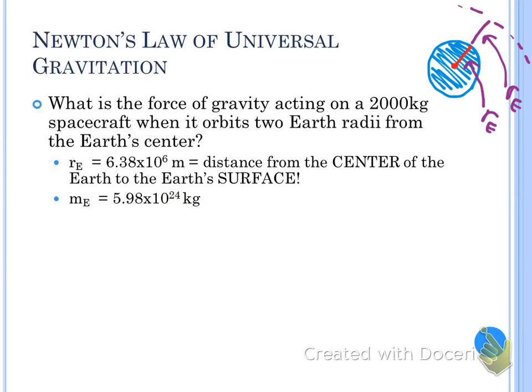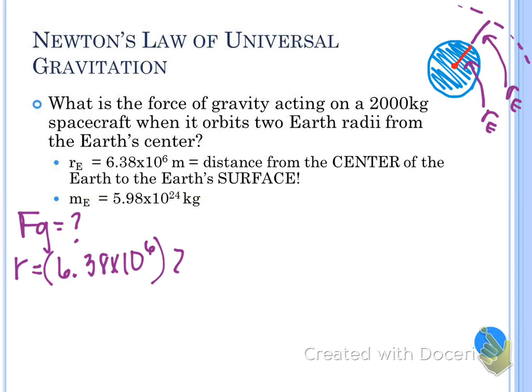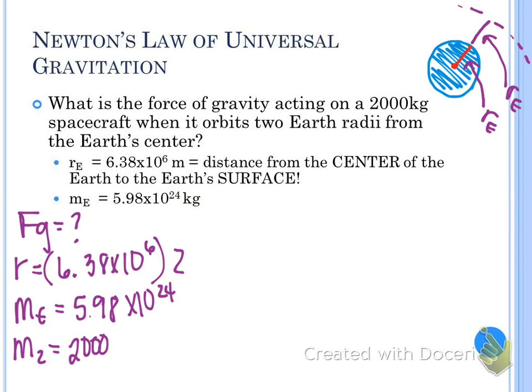Okay, we want to find force due to gravity. We know that the radius is equal to 6.38 times 10 to the 6th. But how many of those do we have? How many distances of those do we have? We really have 2 of those distances. So we can just plug a 2 in, multiply that by the radius. Mass of the Earth is equal to 5.98 times 10 to the 24th. And mass of our object, or m2, is 2,000 kilograms. All right, so now we can plug it into our equation.